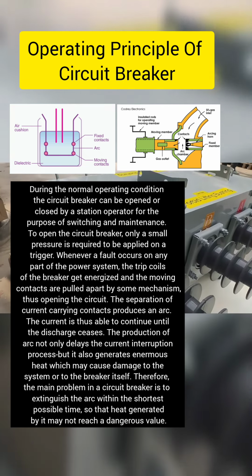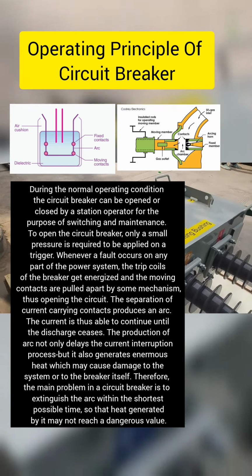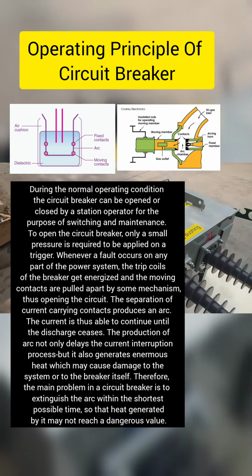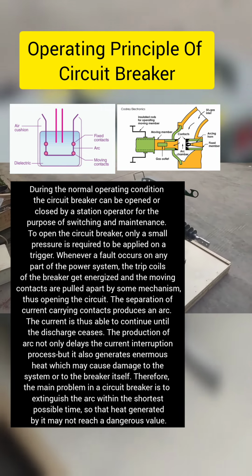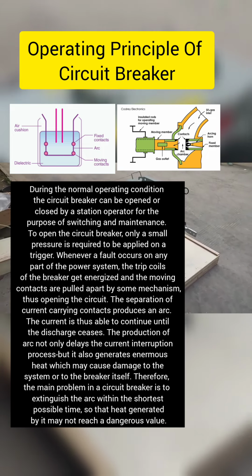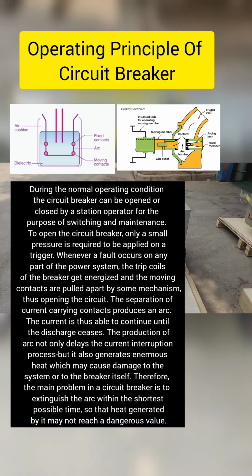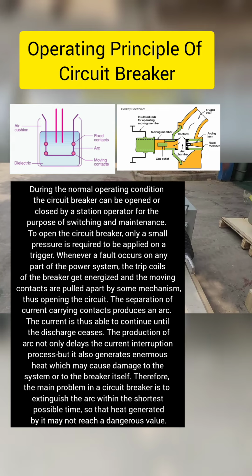Whenever a fault occurs on any part of the power system, the trip coils of the breaker get energized and the moving contacts are pulled apart by some mechanism, thus opening the circuit. The separation of current carrying contacts produces an arc. The current is thus able to continue until the discharge ceases.